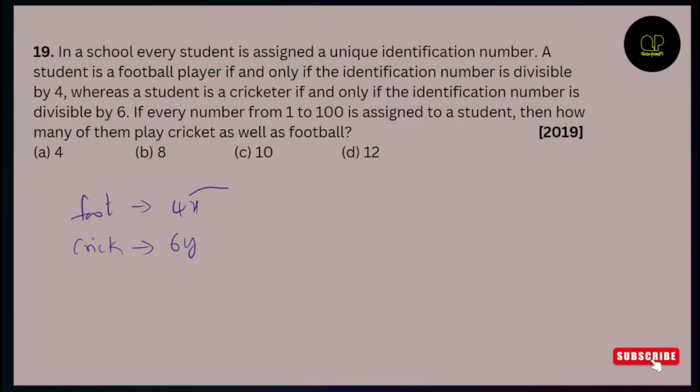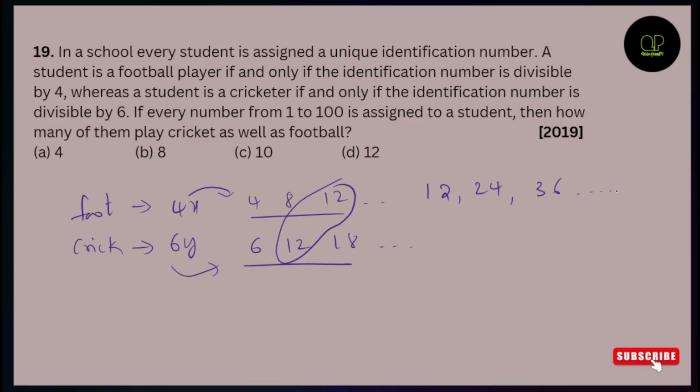Simple. Football players are multiples of 4, so it can be 4, 8, 12, and so on. Cricket players are multiples of 6: 6, 12, 18, and so on. So the students who play both football and cricket will be the common multiples, nothing but multiples of 12. So 12, 24, 36, and so on.